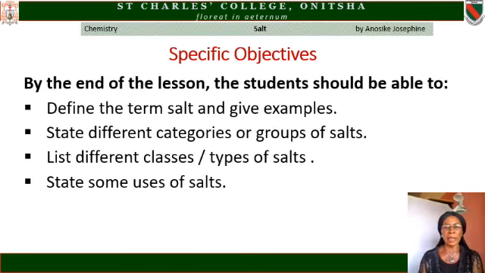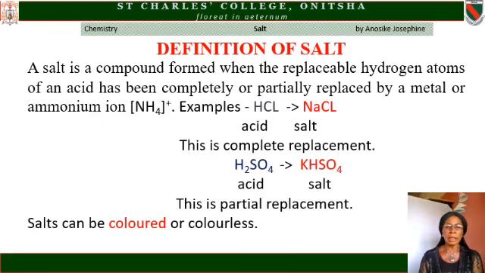The specific objective of the lesson is that at the end of the lesson, you students should be able to: 1. Define the term salts and give examples. 2. State different categories or groups of salts. 3. List different classes or types of salts. And finally, state some uses of salts. As you can see, we have 4 major areas to discuss. Now we go over to the first one, which is the definition of salt.